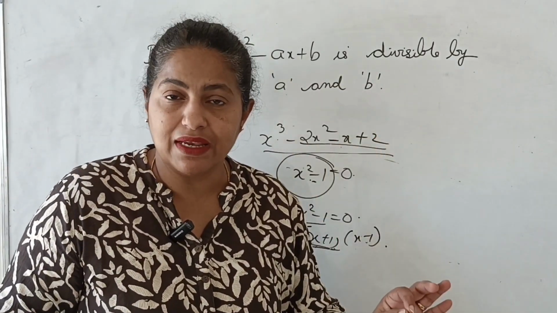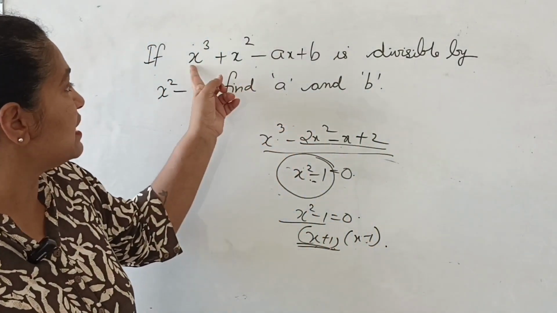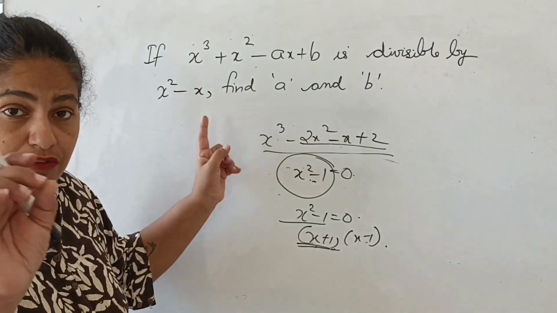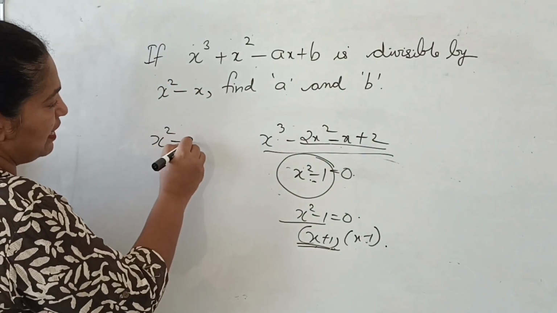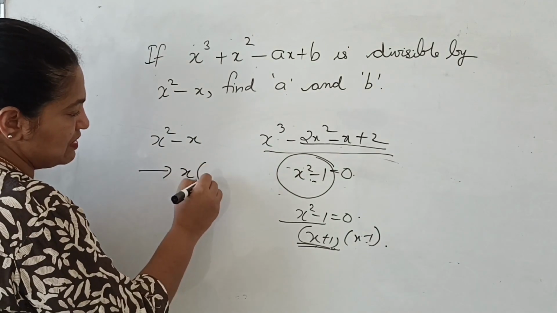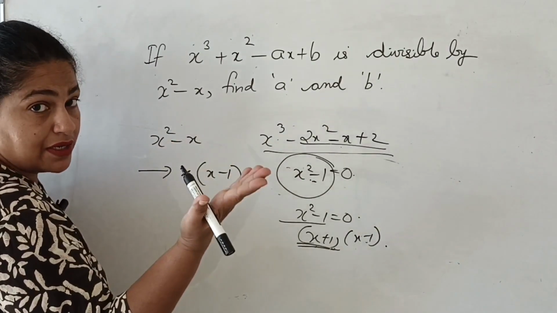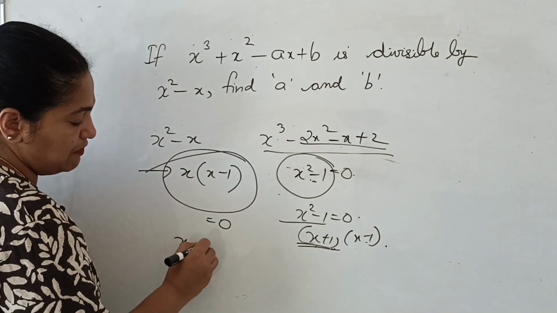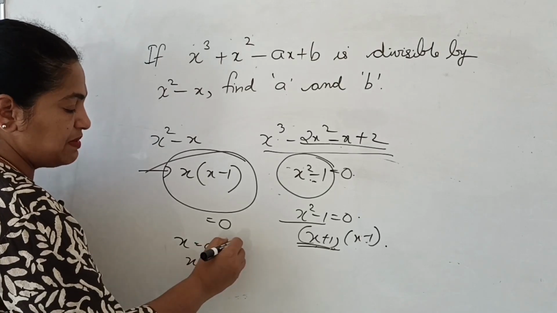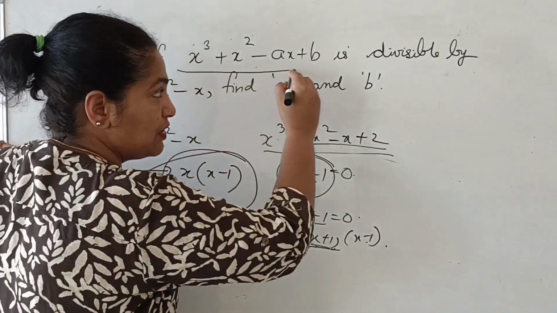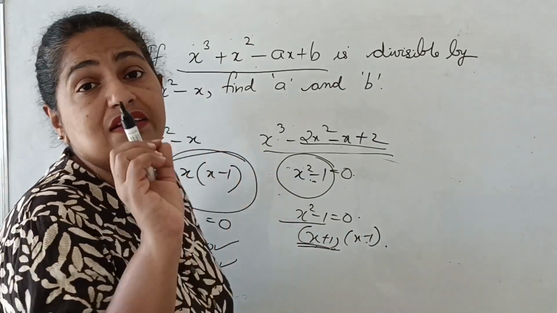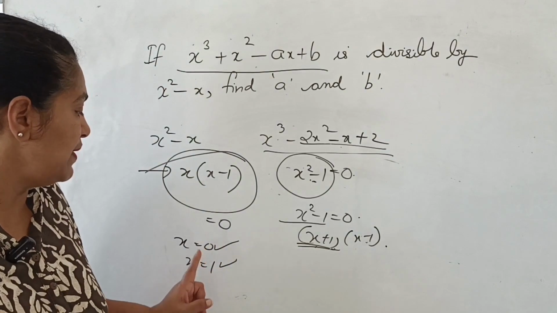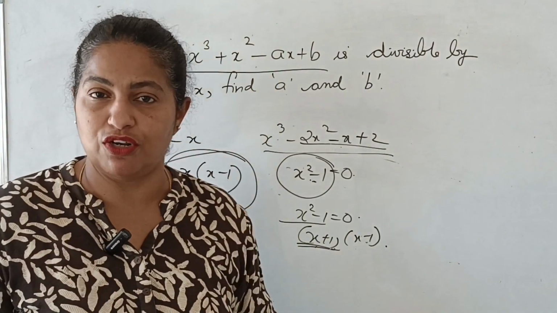Now let us get back to the question that is given over here, which is x cube plus x square minus ax plus b is divisible by x square minus x. Which means that I need to split x square minus x into its linear factors, which is x into x minus 1. Correct. Now, when I am equating this to 0, I am getting x is equal to 0 and x is equal to 1. So, when I am substituting 0 and 1 in this particular polynomial, my remainder has to be a 0. Clear? Now let us substitute x is equal to 0 and x is equal to 1 in this particular polynomial.